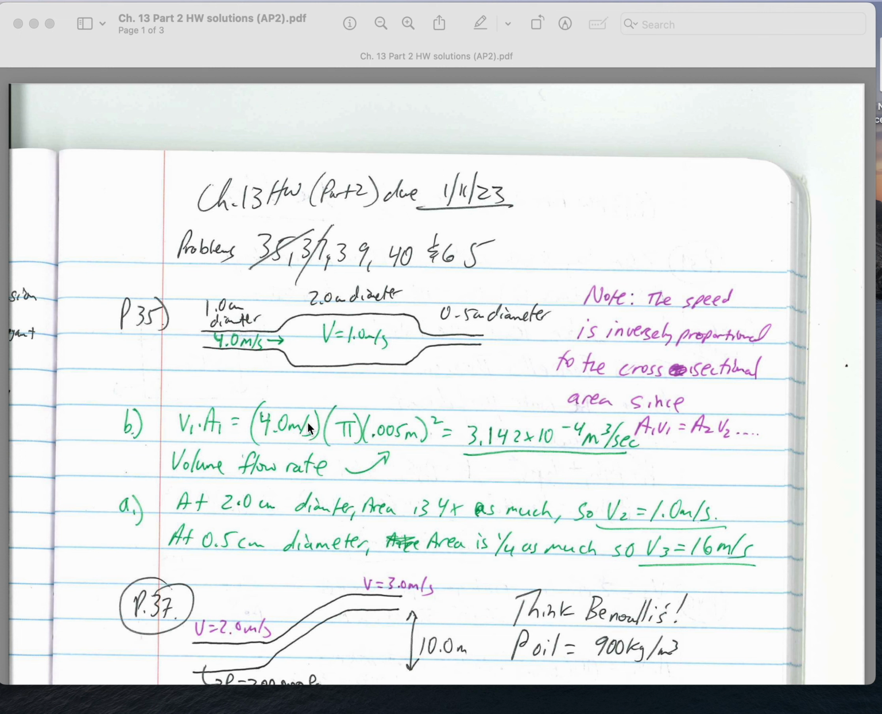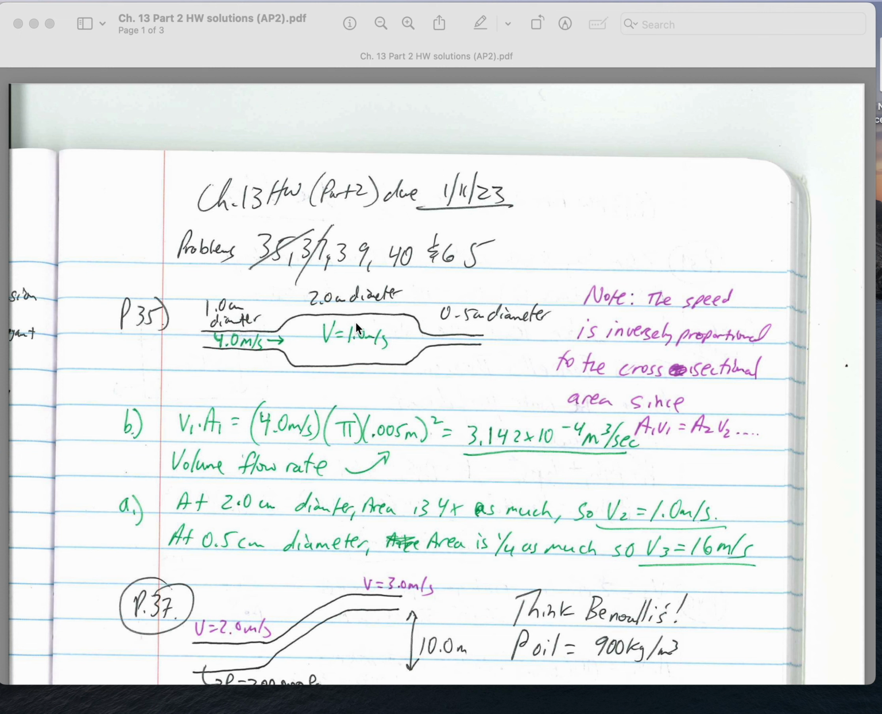So I ended up figuring out the volume flow rate first, which was actually question B. So the velocity was 4 meters per second here, and pi r squared. Well, the radius of this would be half a centimeter, which is 0.005 meters. So pi times 0.005 meters squared gives me basically pi, or 3.14 times 10 to the negative fourth cubic meters per second, and that's our flow rate. That would have to be the same through these other two regions as well.